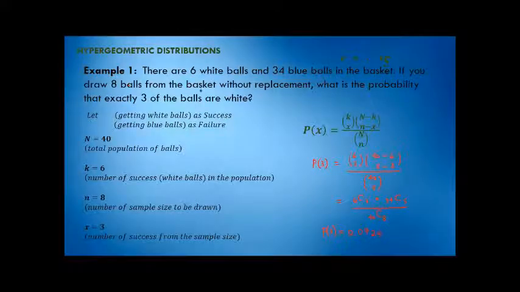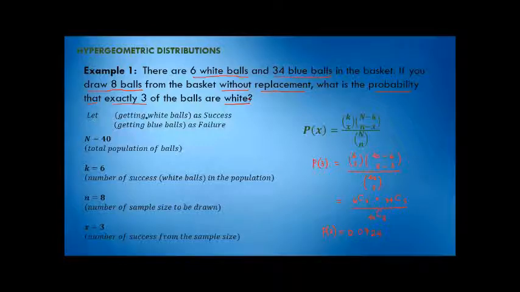Example number 1, there are 6 white balls and 34 blue balls in the basket. If you draw 8 balls from the basket without replacement, what is the probability that exactly 3 of the balls are white? Now, let's analyze the problem. So, ano yung ating success and failure? So, ang sabi, we are looking for the probability of exactly 3 are white.